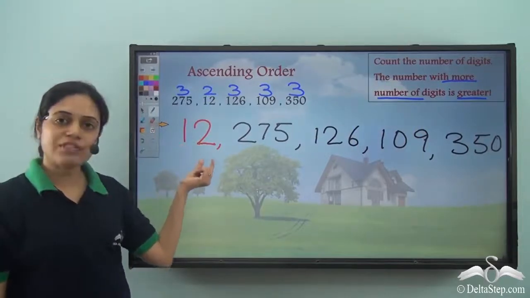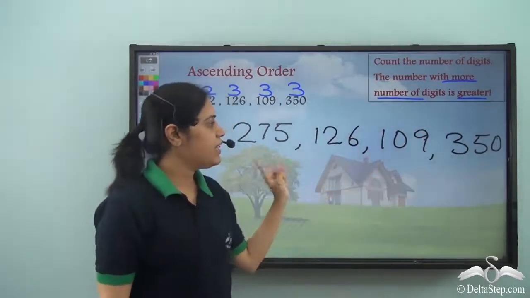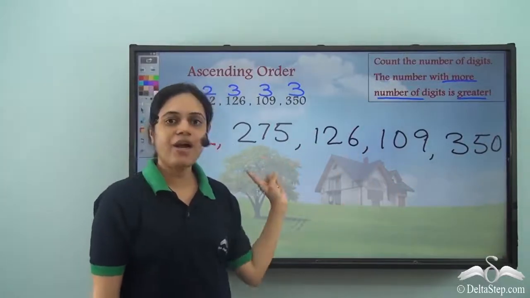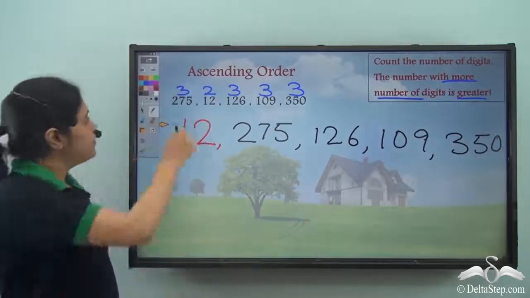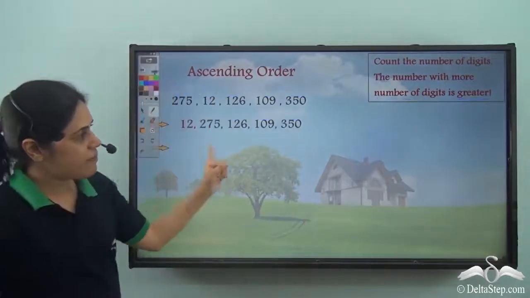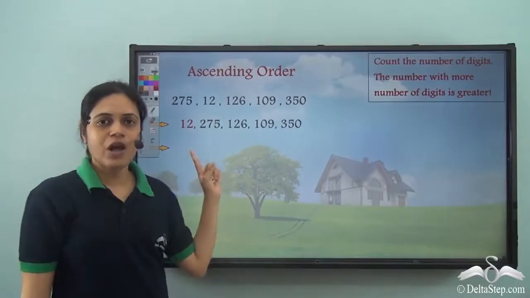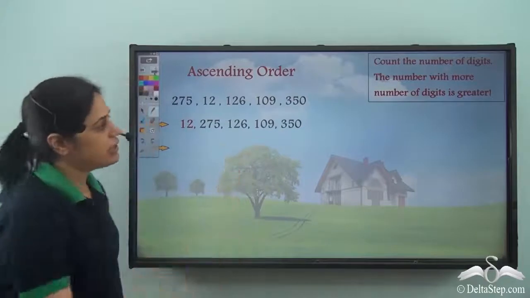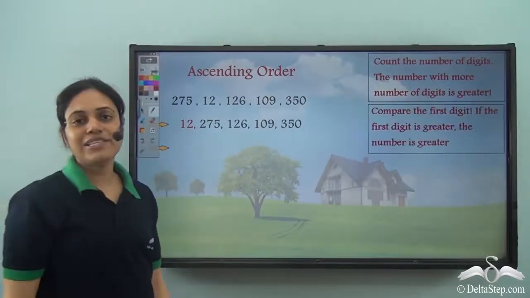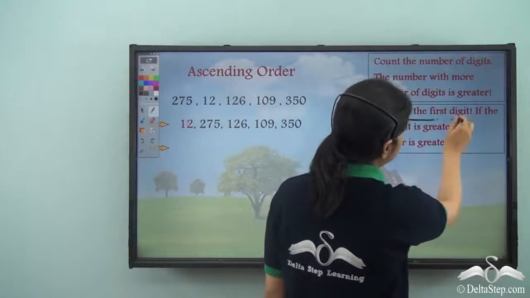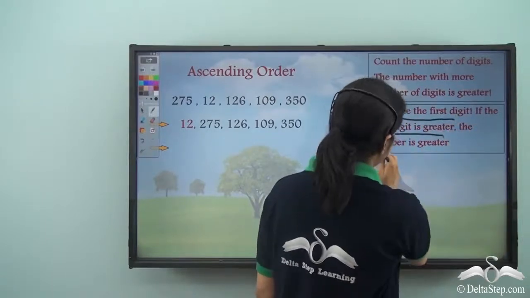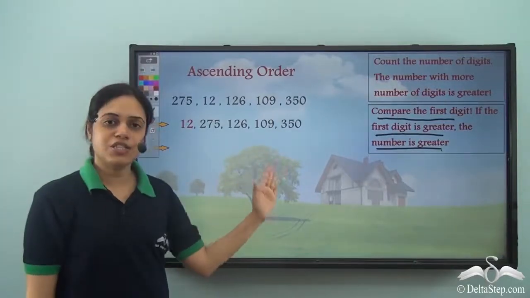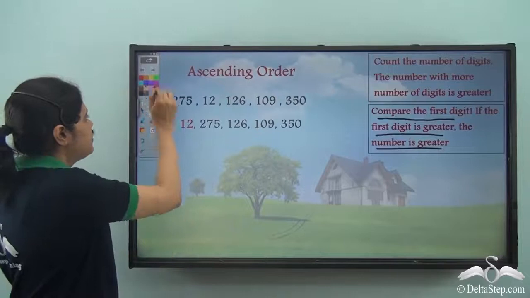So I know that 12 is the smallest, but the remaining numbers are all 3-digit numbers. So I need to compare among these numbers. So let us compare among these numbers now. How will I compare? Each has 3 digits. So we use the next trick. The next trick is compare the first digit. If the first digit is greater, the number is greater. So I compare the first digit of all the numbers.